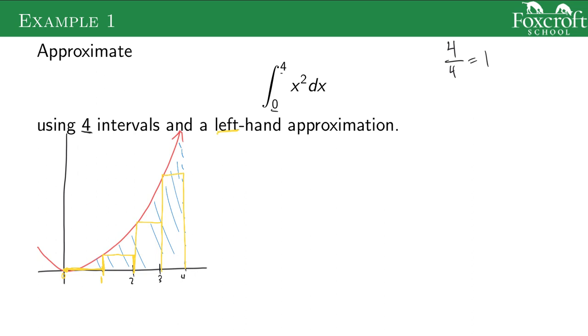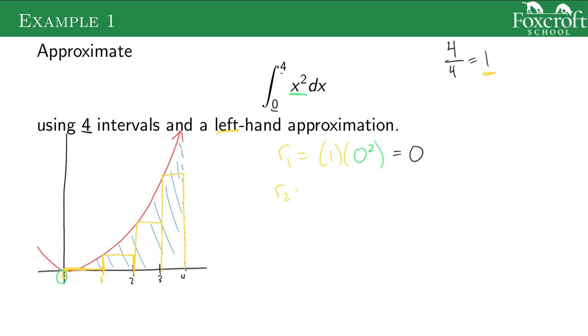And now I just need to figure out the area of each of these rectangles, and then add them all together. So the first rectangle, remember, a rectangle has base times height. The base is 1 because that's the width of each rectangle. And the height is the left-hand side, which is when I put 0 into my expression. And that's just going to be 0. So this first rectangle has no area because it has no height.